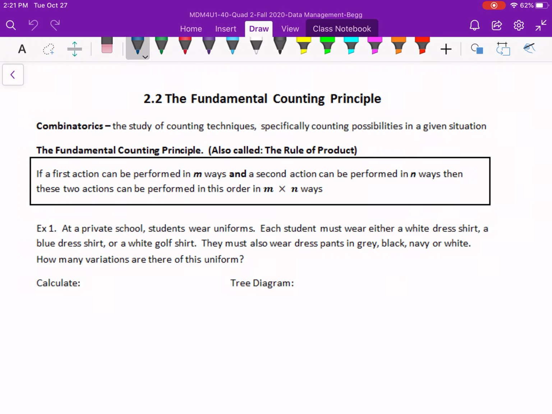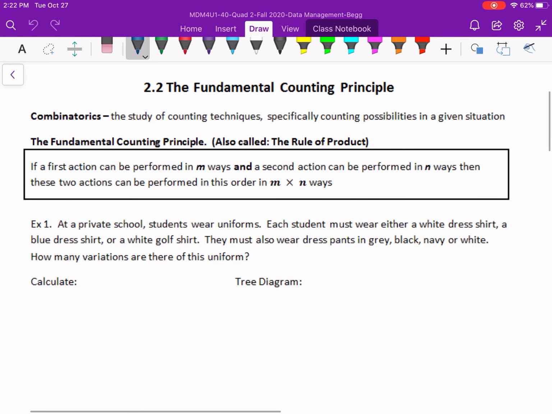Lesson 2.2 is the fundamental counting principle. Combinatorics, just to give a little definition before we get into that, the word combinatorics means the study of counting techniques, specifically counting possibilities in a given situation.